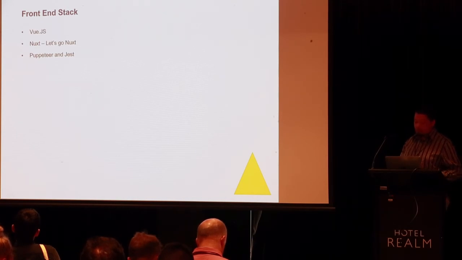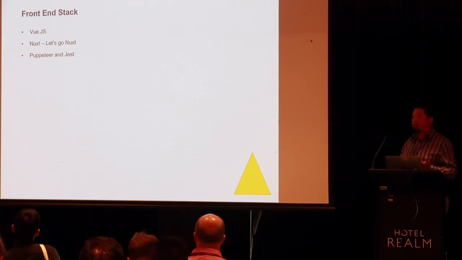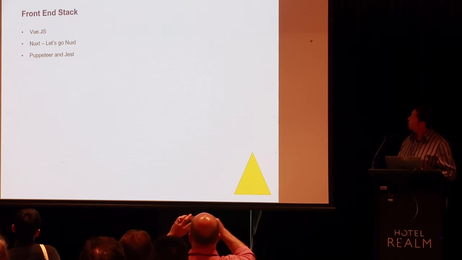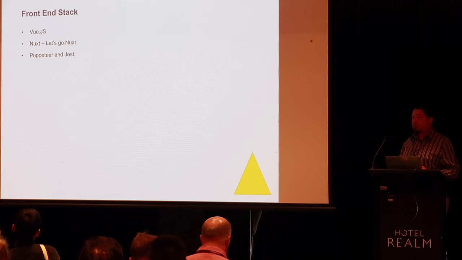So our front end stack is Vue.js, I think as I mentioned earlier. Nuxt was actually a talk given by Tim and Guy about Let's Go Nuxt. And Nuxt essentially provides the glue between our Tide CMS and our Ripple pattern library. And we're currently using some tools called Puppeteer and Jest for actually running all of our automated tests on the front end.